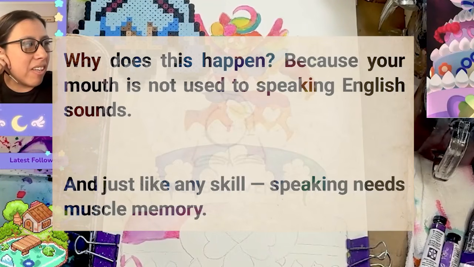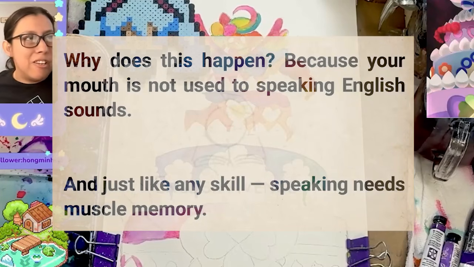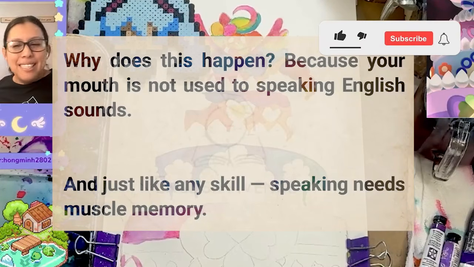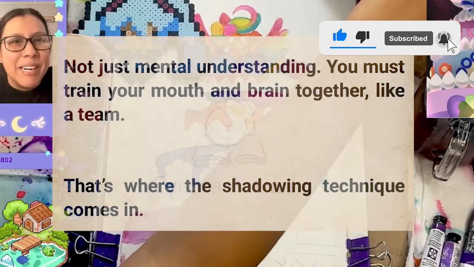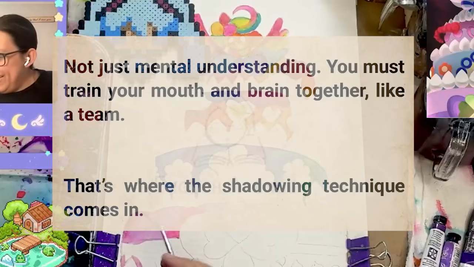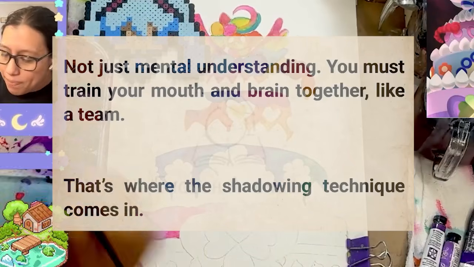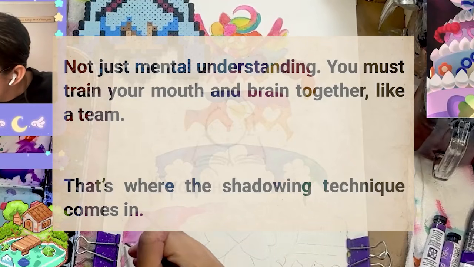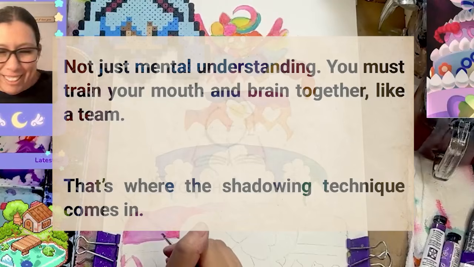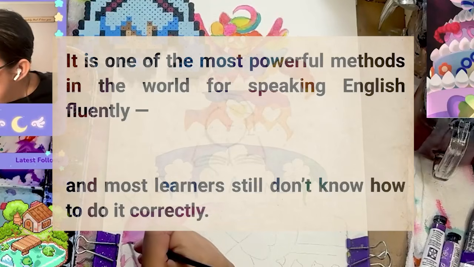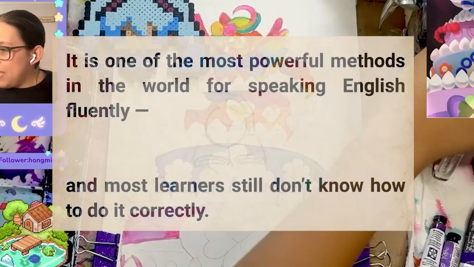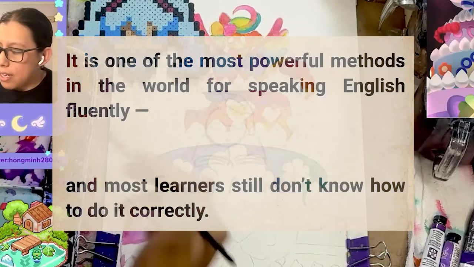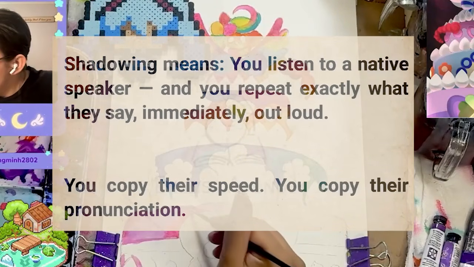Why does this happen? Because your mouth is not used to speaking English sounds. And just like any skill, speaking needs muscle memory, not just mental understanding. You must train your mouth and brain together like a team. That's where the shadowing technique comes in. It is one of the most powerful methods in the world for speaking English fluently. And most learners still don't know how to do it correctly.